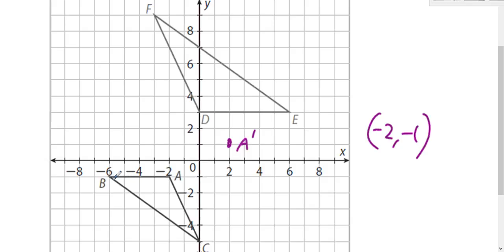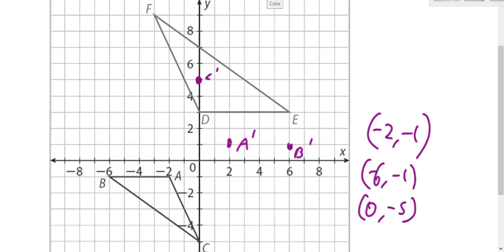B over here is at negative 6, negative 1. That'll turn to positive 6, positive 1. And then C is 0, negative 5. That'll turn to 0, positive 5. So you could translate first or dilate next, it doesn't matter.